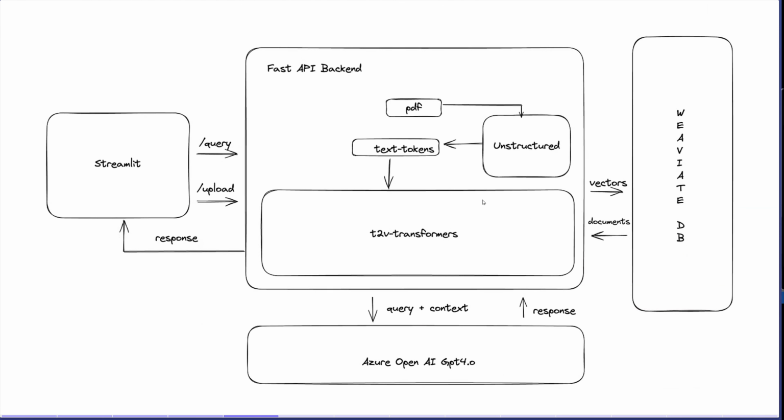First, you have the Streamlit that queries the FastAPI backend. If you upload a file, the PDF is converted into text tokens using unstructured, and those text tokens are passed to a text-to-vector transformer model, where the vectors are stored in the Weaviate database along with the documents. If you query, the query is also converted to vectors, and the Weaviate vector database search references are passed to the Azure OpenAI GPT-4 model, and that context is given as the input, and the response is then passed to the Streamlit frontend. So it's quite simple.